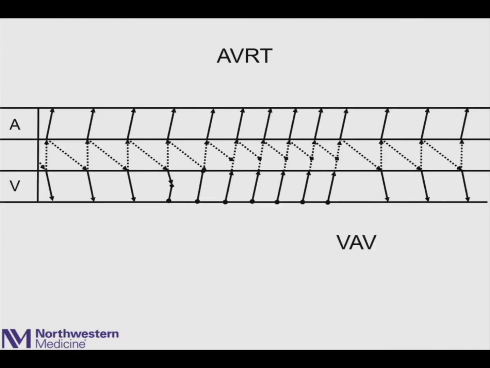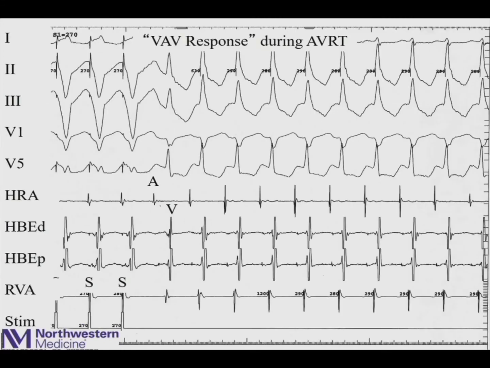AV reentry is the same principle because you have a circuit that involves two connections between the atrium and the ventricle. And when you get conduction over the AV node and up the accessory pathway and start pacing, you get fusion. You eventually start to conduct up into the atrium. And then when you stop pacing, it comes back down the AV node. So you get a VAV response. And here's an example of that. Ventricular pacing during a narrow complex tachycardia with a pretty long VA interval. You get a V, an A His, and a V.